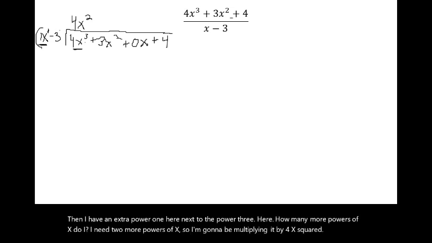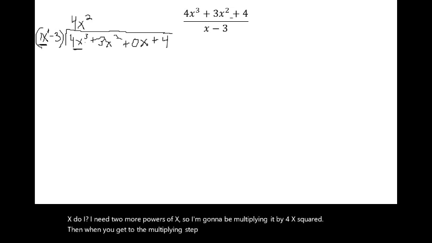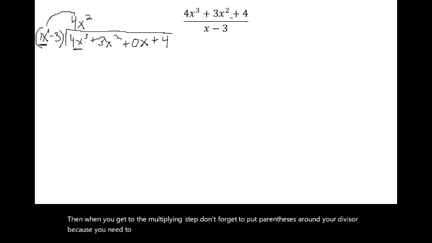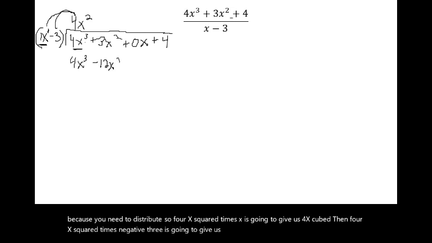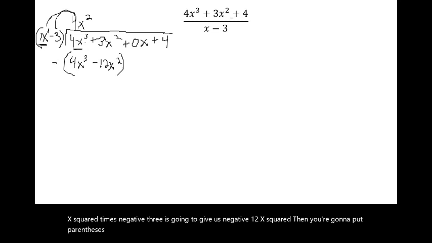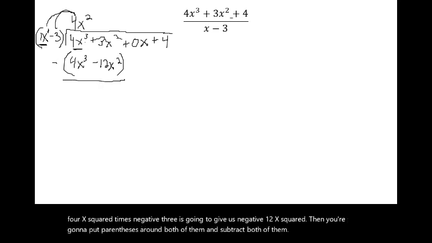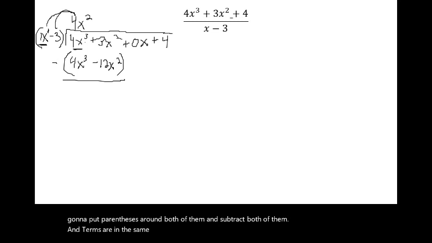Then when you get to the multiplying step, don't forget to put parentheses around your divisor because you need to distribute. So 4x squared times x is going to give us 4x cubed. Then 4x squared times negative 3 is going to give us negative 12x squared. Then you're going to put parentheses around both of them and subtract both of them. And like terms are in the same column, so we're off to a good start.